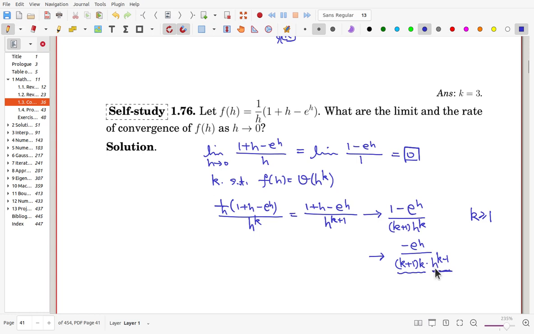So it must be constant. Now h is approaching 0, so if k minus 1 is positive, then the denominator will go to 0, so the quotient will blow up. So it is not allowed. So k minus 1 must be 0, which means that k must be 1. Okay? So here we conclude that f of h is in big O of h.